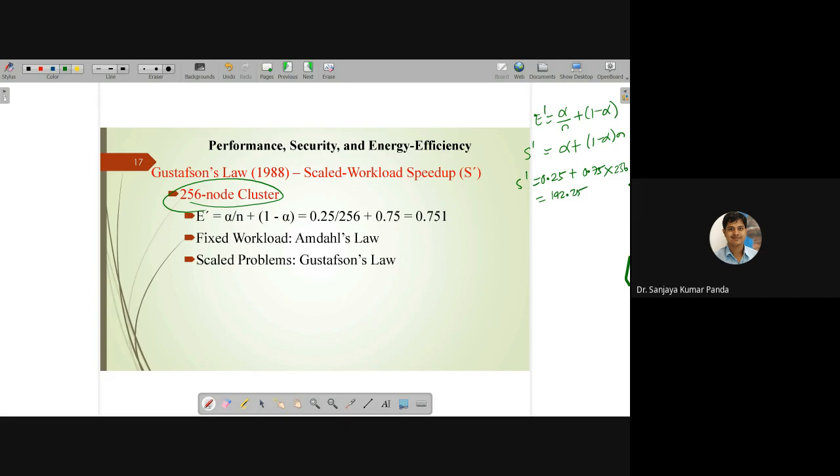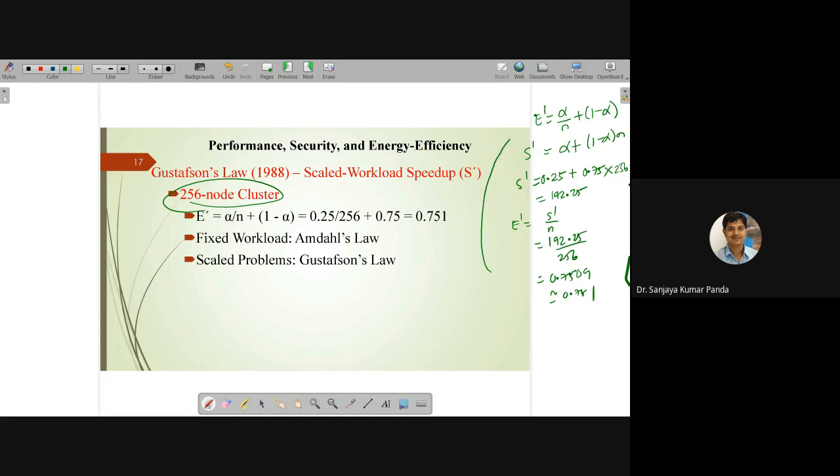Right, 192.25. If you calculate E days, what will you get? You simply have to divide it by n. So you do S days by n, that is 192.25 divided by 256. You will get the value as 0.7509, which is equivalent to 0.751.